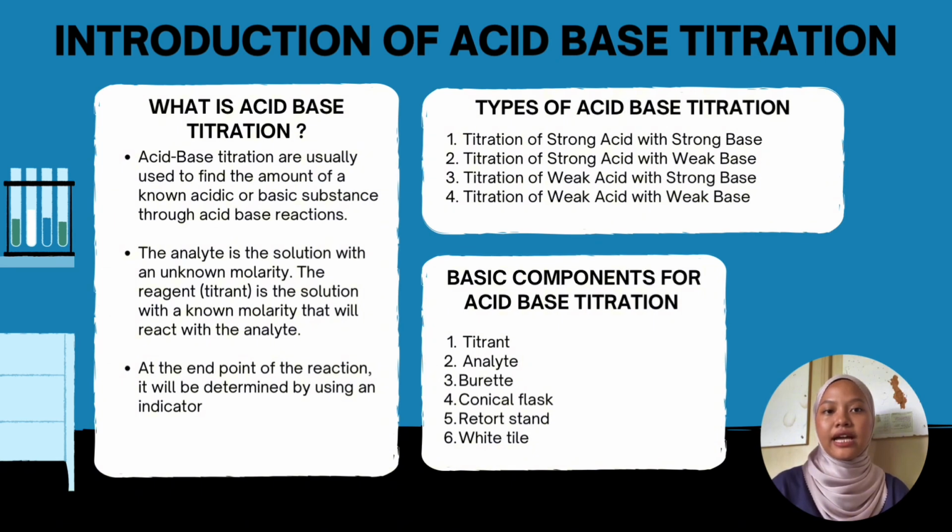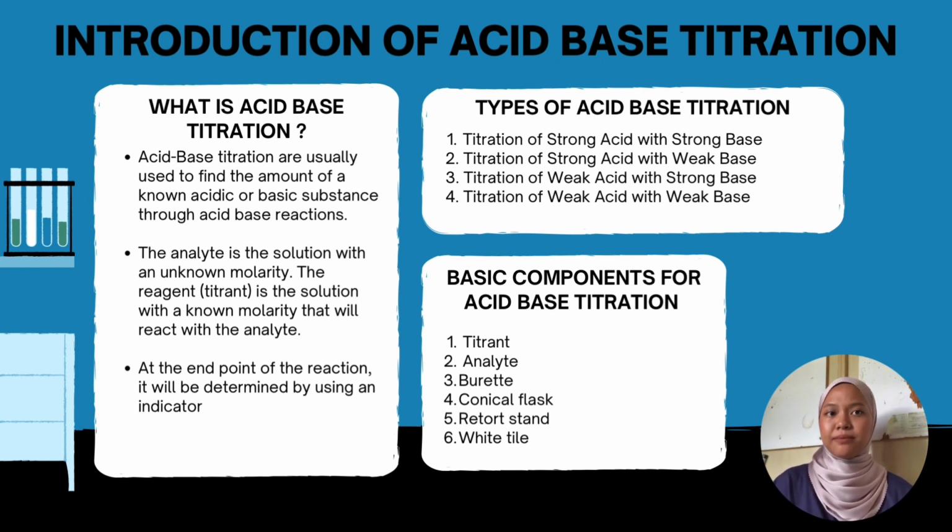So next, there are 4 types of acid-base titration. The first one is the titration of strong acid with strong base. Second is titration of strong acid with weak base. Third is the titration of weak acid with strong base. And last is titration of weak acid with weak base.